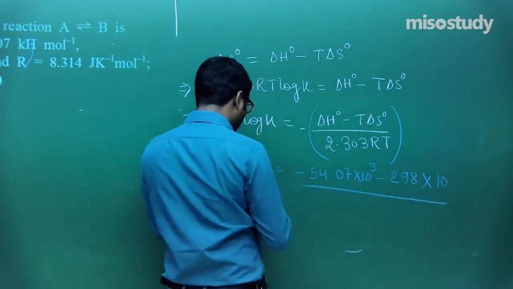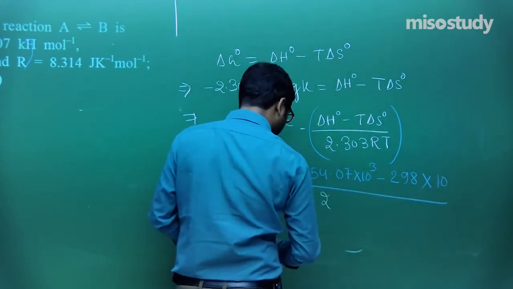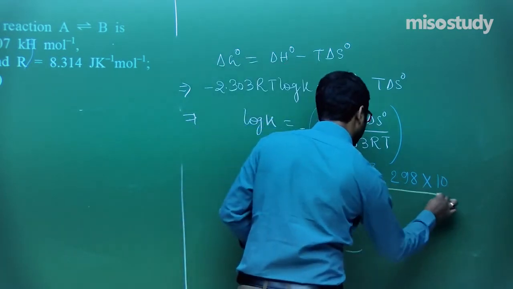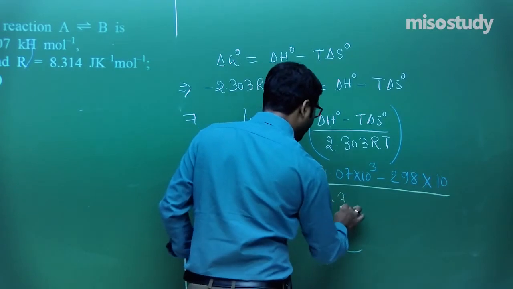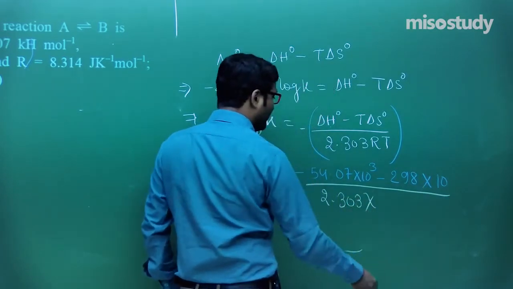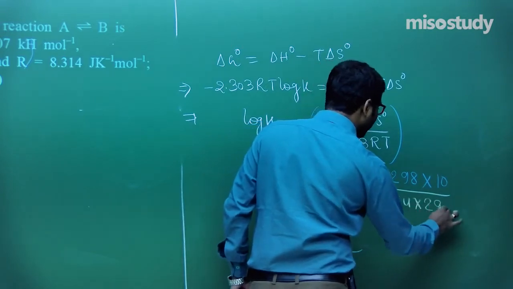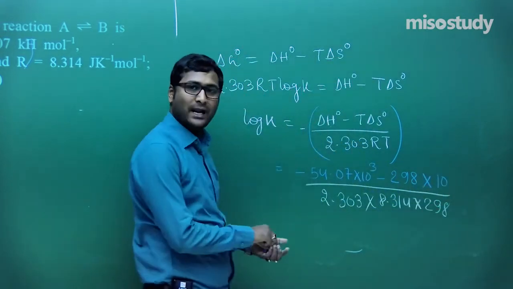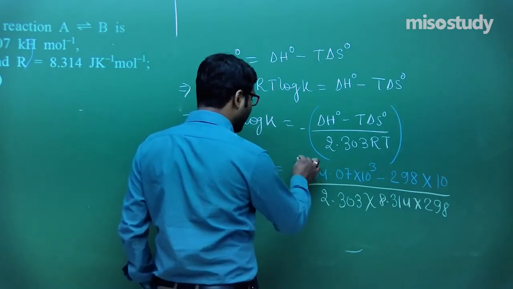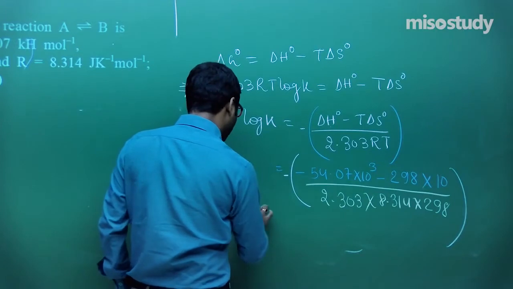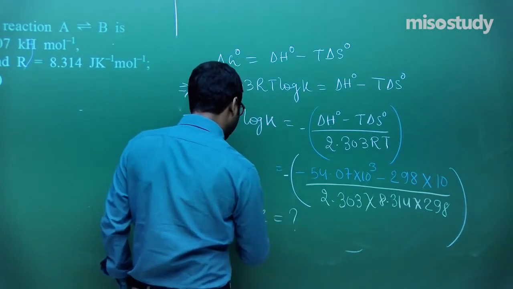Clear? Now upon 2.303 R. What is the value of R here? Put here 8.314, and T is equal to 298. Clear? This is the expression. Put here the minus sign and log K. That will give the final answer.